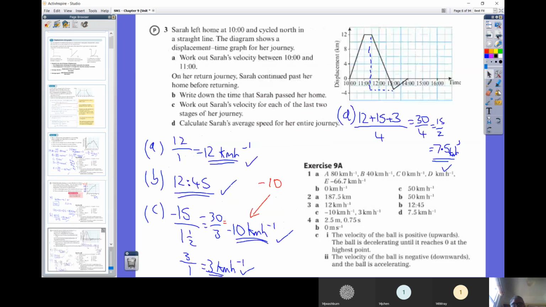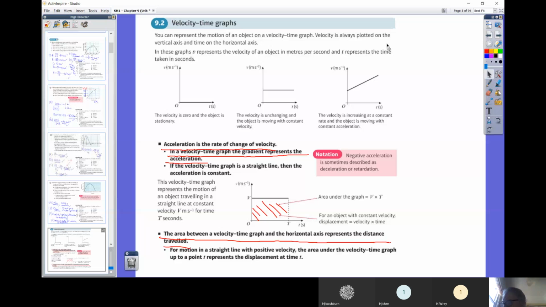That then leads us on to 9.2. I would like you to get 9A and 9B done for the next lesson, please. I want to get through this easier stuff quite quickly, so we can spend our time when it hots up a little bit.